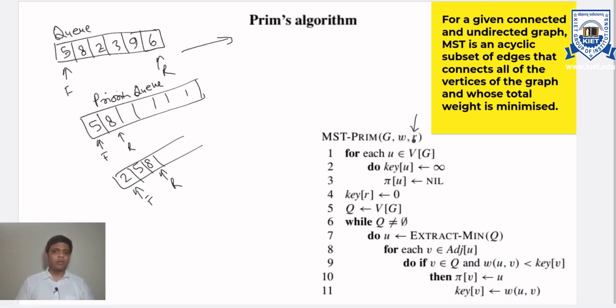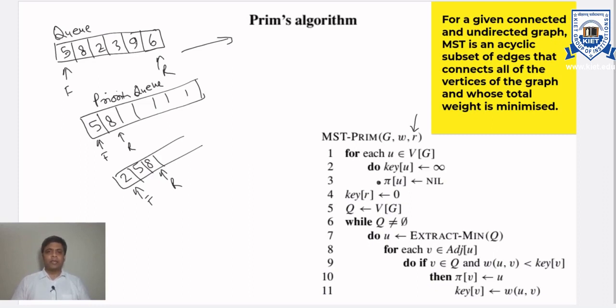Now the starting point could be anything, but normally if we are solving a numerical on our answer script, simply put the vertices or node labels in chronological order. If the node labels are given as A, B, C, D, E, then start from A. If node labels are given as 1, 2, 3, 4, then start with 1, but it is just a convention, you could start from any point.